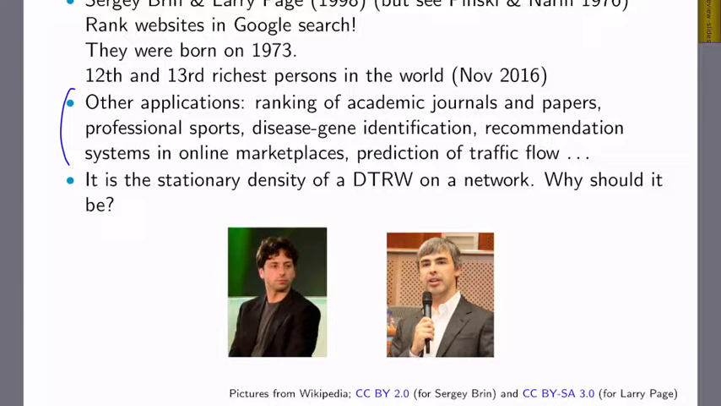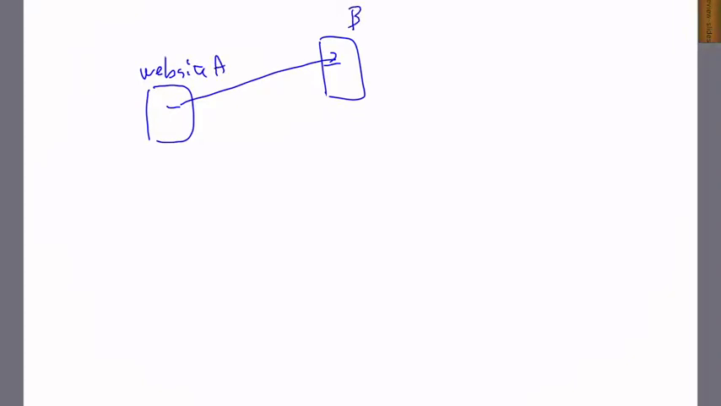Technically, it is the stationary density of the discrete-time random walk on a network, which we learned in the first lecture. But why? What is the justification? Another question is what the relationship is between networks and web search engines. Brin and Page looked at the whole web as a graph. So this is website A, and this is website B. If you click on the hyperlink on page A, you can jump to page B.